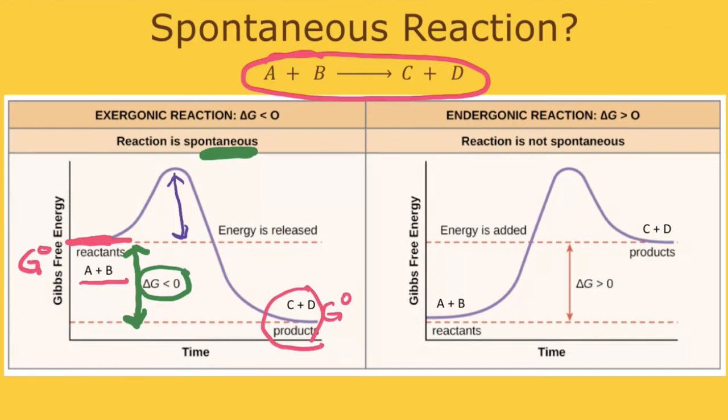We haven't talked about that yet. We will talk about that a lot in our chapter on kinetics. The picture on the right is of an endergonic reaction. That's when delta G is greater than 0, and we can see that the G naught for the reactants A plus B is lower than the products C plus D, so delta G is positive or greater than 0.